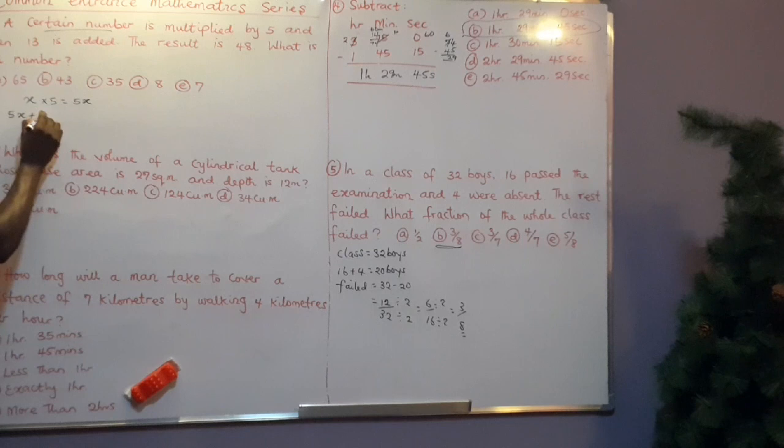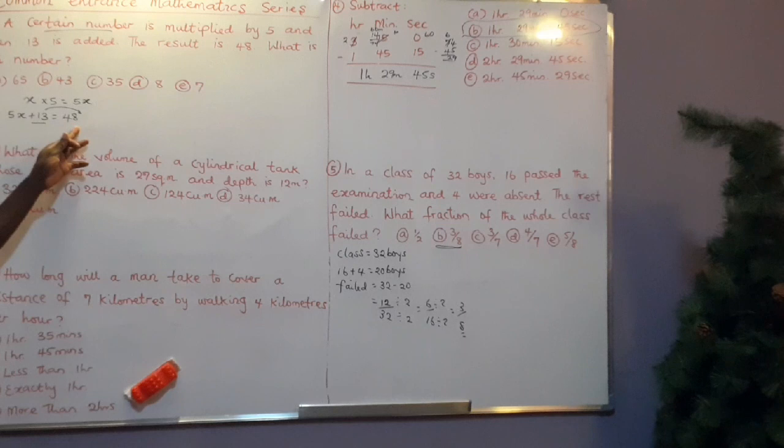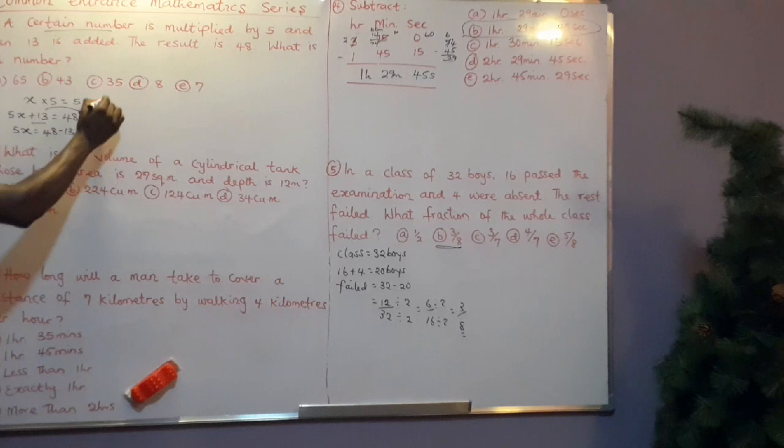Okay, at this point we have a simple equation, right? To solve this, we collect like terms. This plus 13, move it over here to meet his brother here. So as plus 13 crosses the equals sign, the plus will change to minus. Here we have 5x is equal to 48 minus 13, okay?